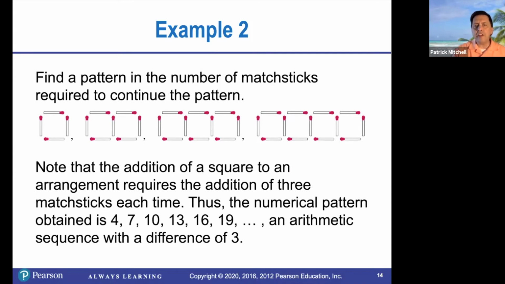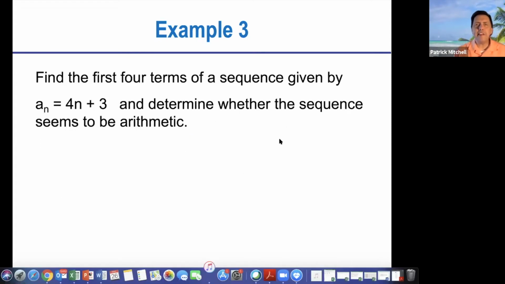Note that the addition of a square to an arrangement requires the addition of 3 matchsticks each time. Thus, the numerical pattern obtained is 4, 7, 10, 13, 16, 19, which is an arithmetic sequence with a difference of 3. Okay, the next example, find the first 4 terms of a sequence given by a sub n equals 4n plus 3, and determine whether the sequence seems to be arithmetic.